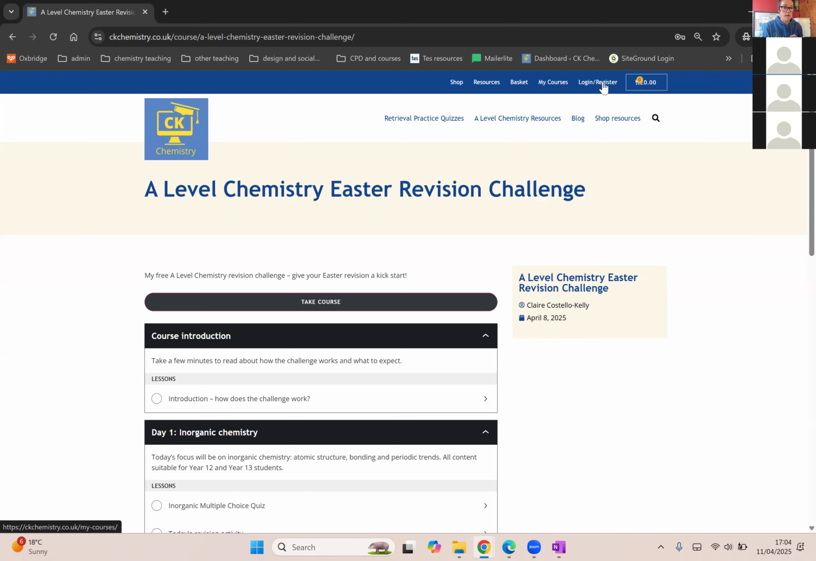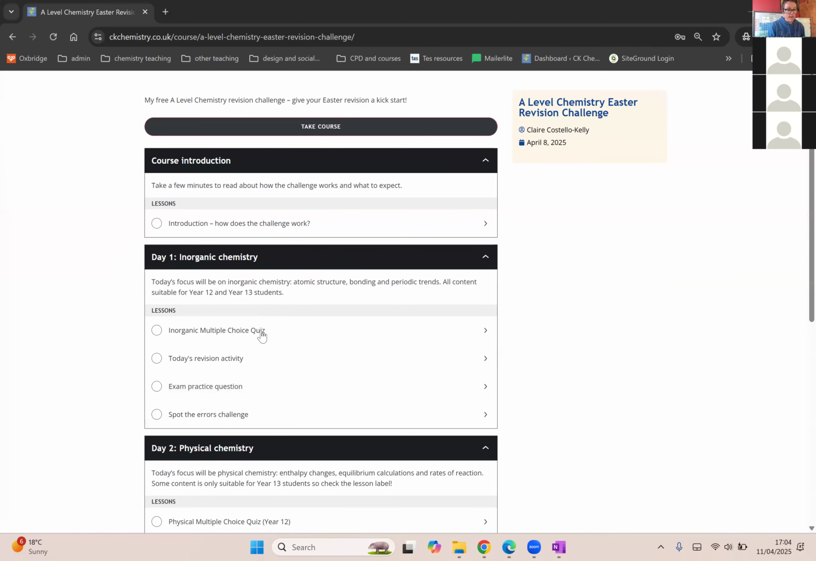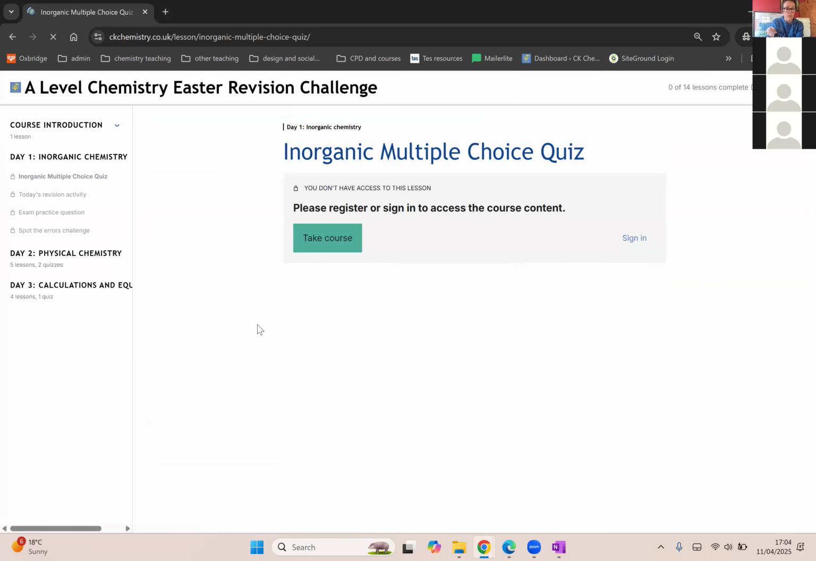I'm also just going to check, making sure I can keep an eye on the chat and anyone else coming in. So if I click any of these lessons, it's going to tell me that I'm not logged in. Don't click on take course. I've no idea what that button's for. It's very annoying. It doesn't seem to take you anywhere. Okay, let's just let someone else in.